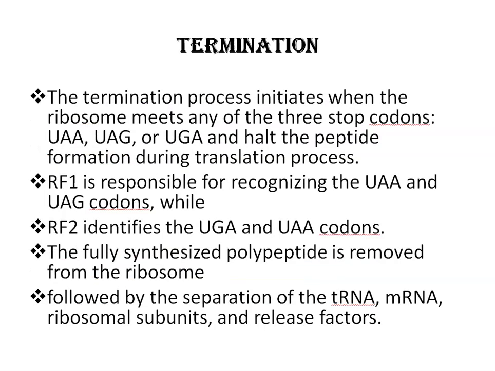Next is termination. The termination process initiates when the ribosome meets any of the three stop codons. Stop codons are UAA, UAG, or UGA, and they halt peptide formation during the translation process. RF1 is responsible for recognizing the UAA and UAG codons, while RF2 identifies the UGA and UAA codons.